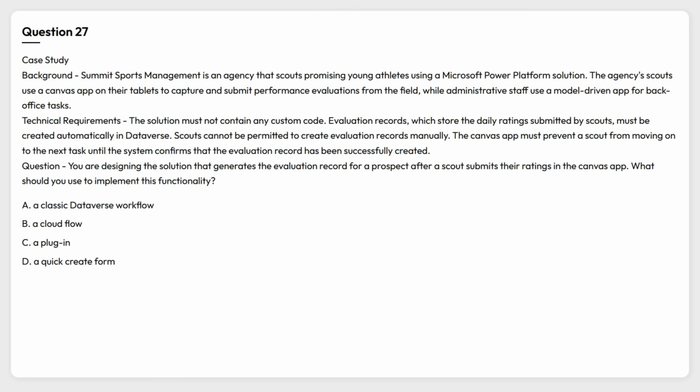Question. You are designing the solution that generates the evaluation record for the prospect after a scout submits their rating in the Canvas app. What should you use to implement this functionality? Option A, a classic Dataverse workflow. Option B, a cloud flow. Option C, a plug-in. Option D, a quick create form. The correct answer is option B, a cloud flow.